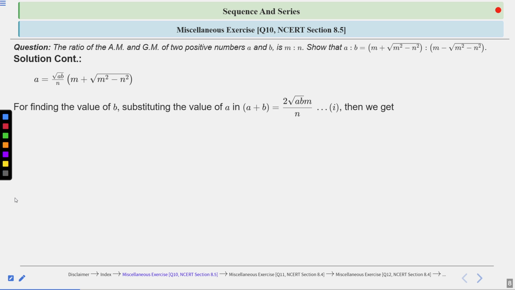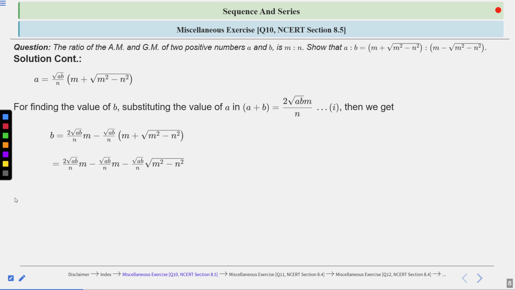For finding the value of b, substituting the value of a in a plus b is equal to 2 root ab upon n m. This was equation 1. Then we get b is equal to 2 root ab upon n into m minus root ab upon n into m plus root over m square minus n square, right?